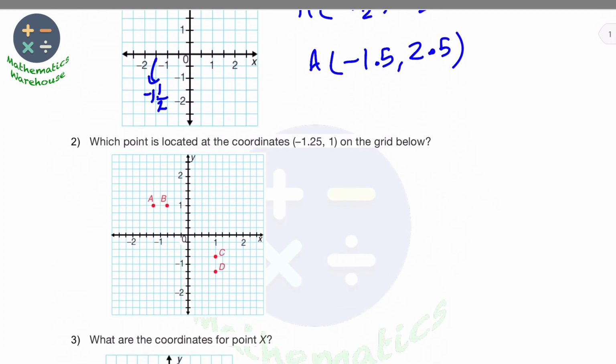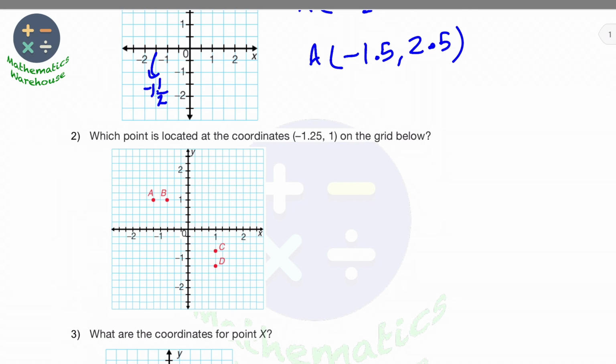Next question: which point is located at the coordinates (-1.25, 1) on the grid below? First, this is from the x-axis as we said, and this one from the y-axis. So go in the x-axis to -1 and 1/4, this point, and in the y-axis 1, so we have this point is A. The answer is point A.